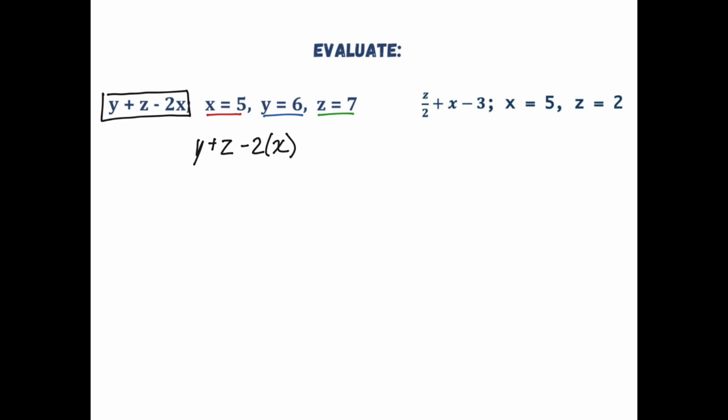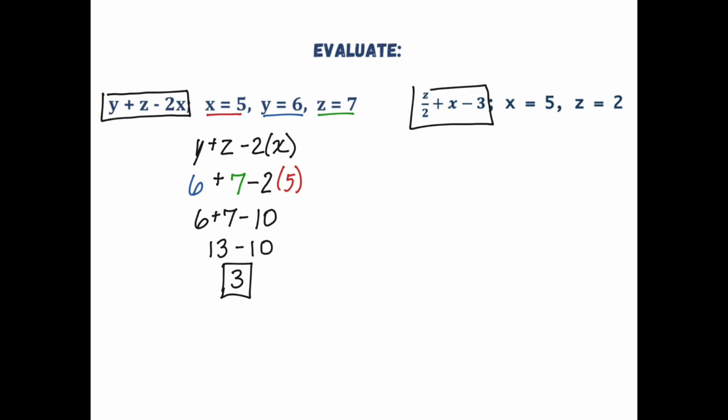I rewrote my problem just to make sure I have my numbers in the right spots, and then I'm going to replace y with 6, z, I'm going to replace it with 7, and x equals 5. So I'm going to keep the parentheses. That way I don't forget that it's 2 times 5 and not 25. That's a very easy mistake to make. So from here, I'm going to remember PEMDAS tells me I need to multiply next. So 2 times 5 is 10. From here, we're going to go left to right. That's why I did 6 plus 7 first. That's 13. Minus 10 is 3.